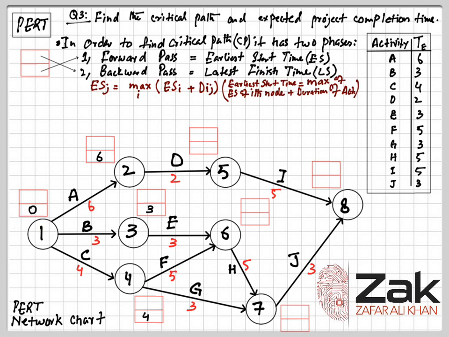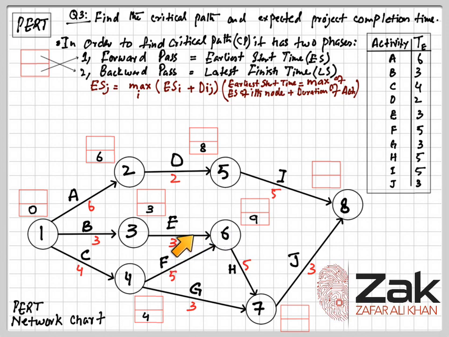For activity D, now here at node 2, which is the starting node for activity D, the earliest start time is 6, so 6 plus the duration of the D activity 2, that would be 8. Then for E it would be 3 plus 3, 6, and 5 plus 4, 9.